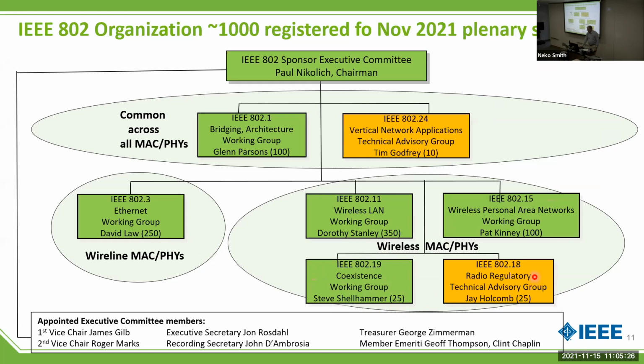And then radio regulatory is a very important part of the activity, where we work with the various regulators across the world to help increase the amount of spectrum available for the networks that are served by 802. And then we have appointed executive committees, vice chairs, treasurer, and I'm the chair of the group.